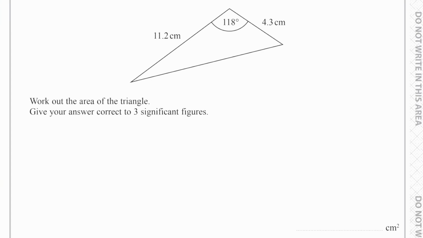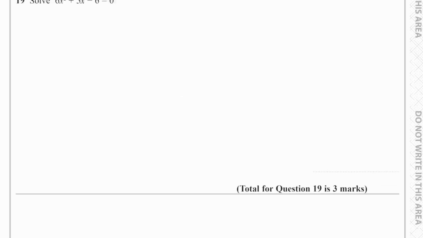Question 18, here is a triangle. Work out the area of the triangle. Give your answer correct to 3 significant figures. So this is just a regular formula question, which I think is in your formula book, but hopefully you know it anyway. You just do a half multiplied by 11.2, the length of one side, multiplied by 4.3, the length of the other side, multiplied by sine of the angle. You can use this even if it's not a right angle triangle. If you plug that into your calculator, you should get about 21.3, to 3 significant figures.